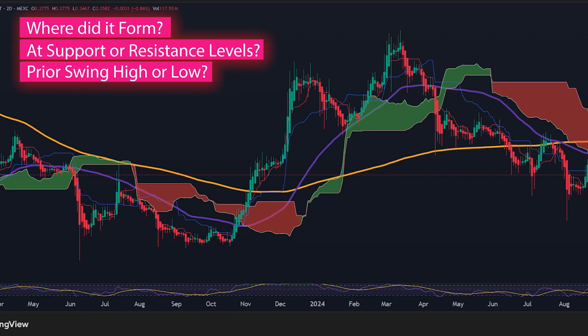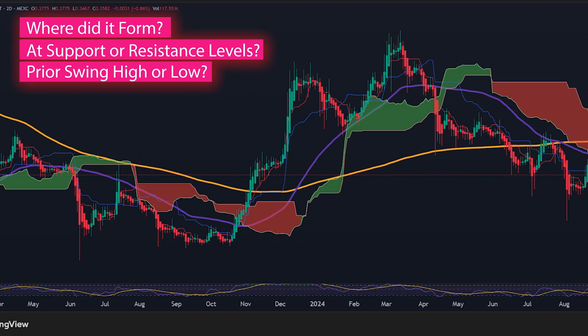Now here's the first rule I want you to memorize. A candle is not a signal by itself. A candle is more like evidence, and evidence only matters when it happens in the right place. So when you see a candle, you're not asking, is it bullish or bearish? You're asking one of three questions.